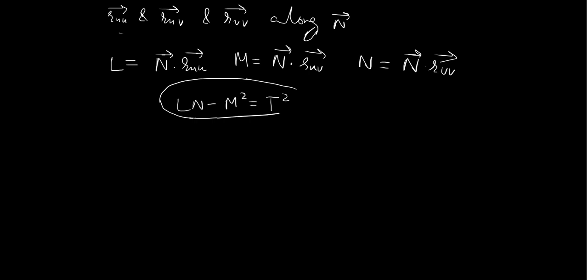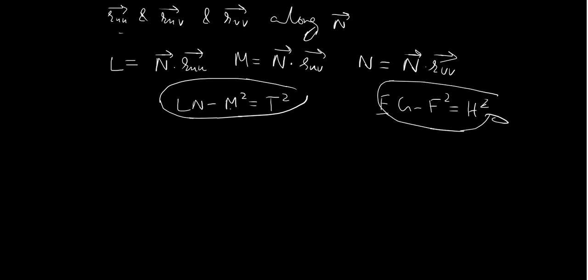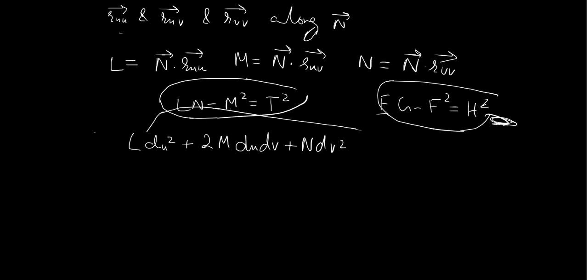It means nothing, we just denote it by a number t. It has got nothing to do with, just like we had EG minus F square is equal to H square, but there H square had a meaning. Here t is just a notation, a shorthand for LN minus M square, because we are going to use it. So under these definitions, I have now got a quadratic form in du dv of the form L du square plus twice M du dv plus N dv square. This is our second fundamental form.